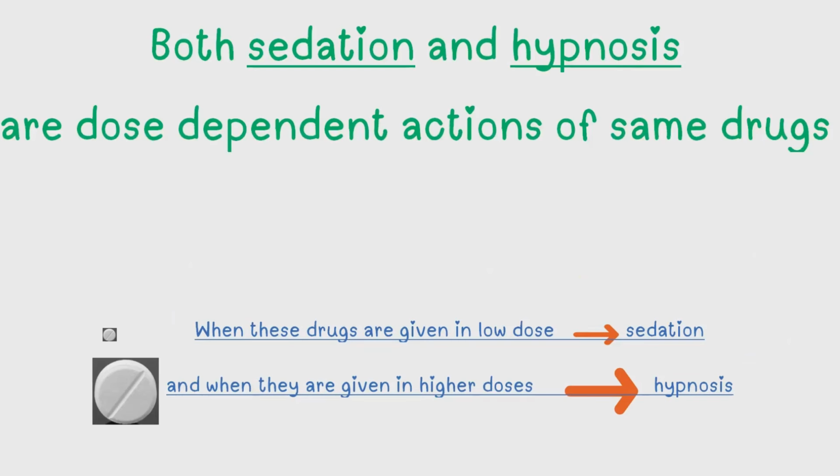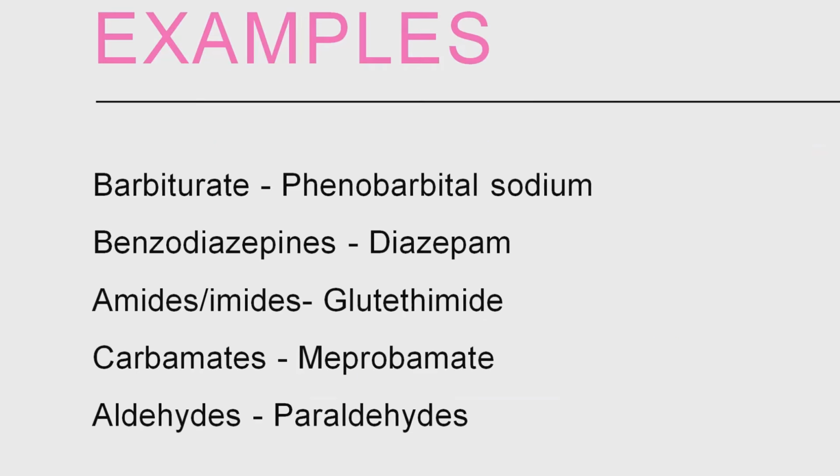So both sedation and hypnosis are the dose-dependent actions of the same drugs. When the drug is given in small doses, in low dose, it produces sedation. The same drug, when given in higher doses, produces hypnosis. So the same drug acts as a sedative and hypnotic. Examples of sedatives and hypnotics are barbiturates, benzodiazepines, amides, carbamates, and aldehydes. In this, our topic is barbiturates.